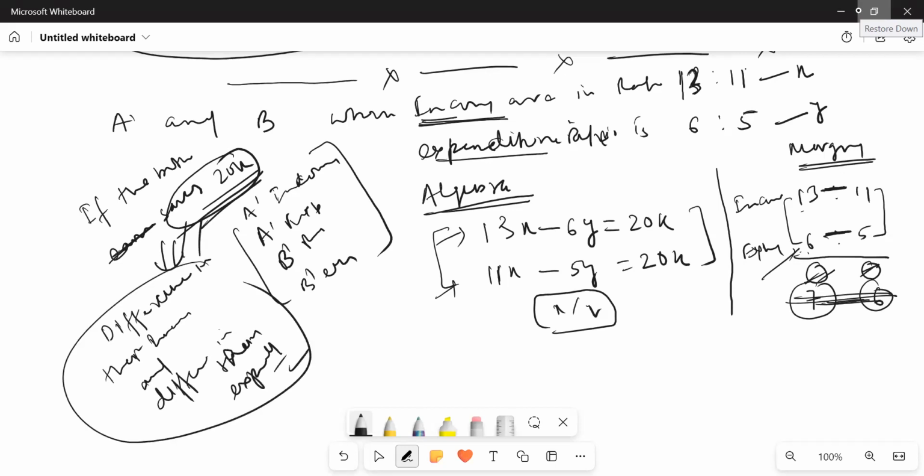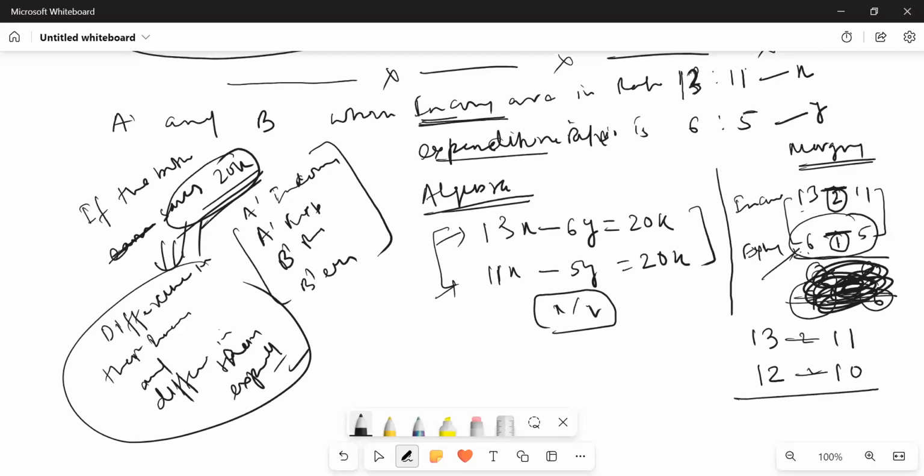Here the difference in their income is 2 and the difference in their expenditure is 1. I need to make it the same, so 1 and 2 will be the same at 2. The income ratio is 13:11 and the difference is 2. I'll double the expenditure ratio, which will become 12:10. Then both will have a difference of 2.